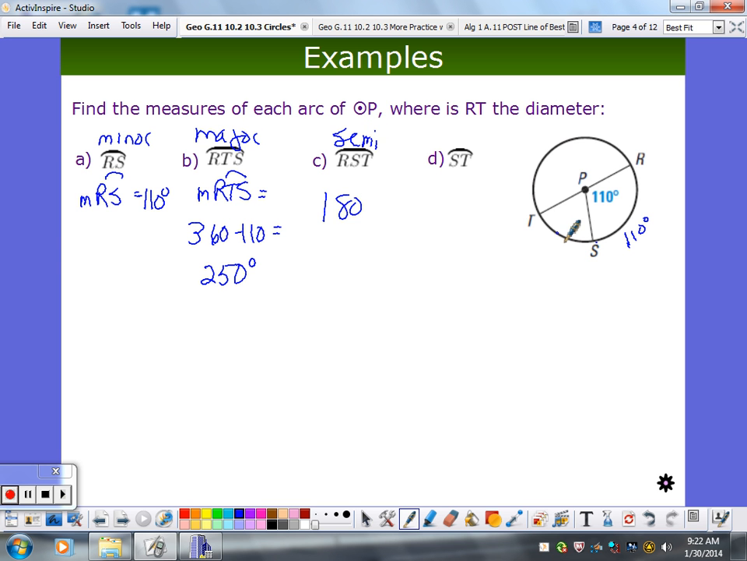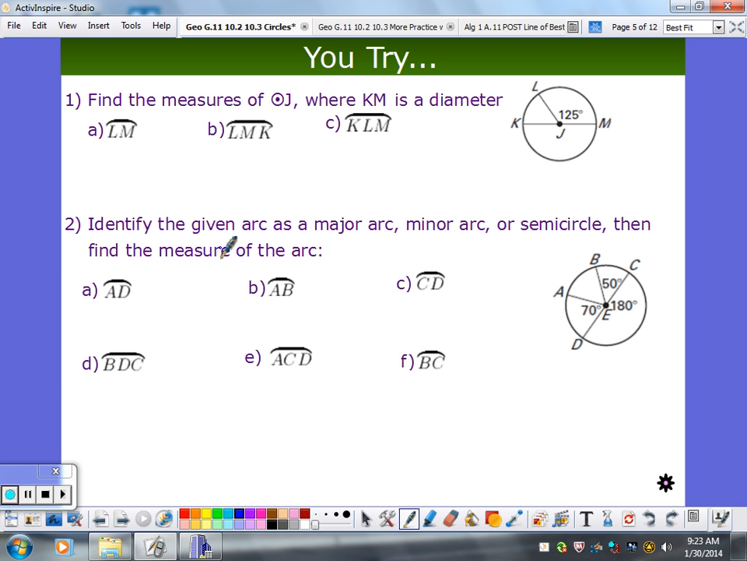What about ST? What's that going to be? Yeah, 70, because the whole thing's 180. You take out one, right? So we've done a lot of this very similar idea. We worked with angles this way, we used segment length. So now we're working with these arc lengths. What else do we have? Oh, some new tries.